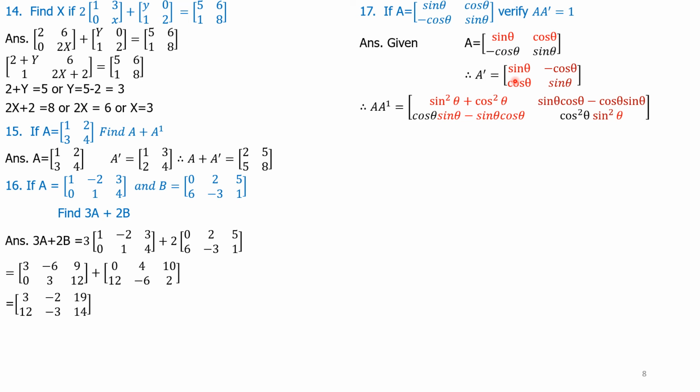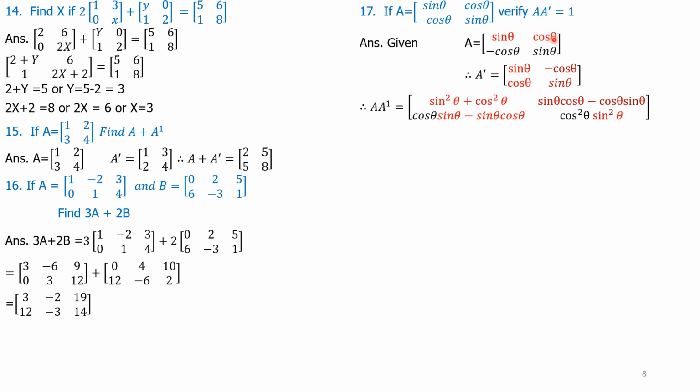Now we have to do first row and second column. So the first row is sin theta into minus cos theta. So it is written here minus sin theta cos theta. And next is cos theta sin theta. So this is cos theta sin theta. So operation of the first row is completed.